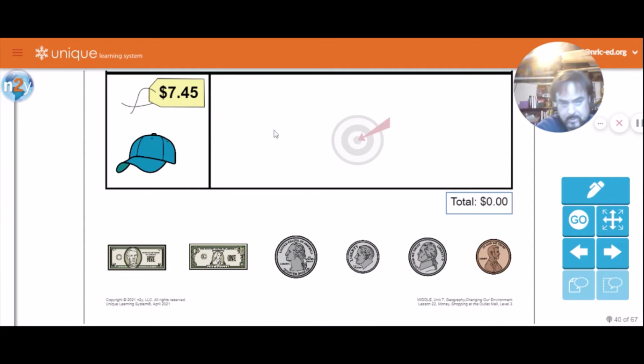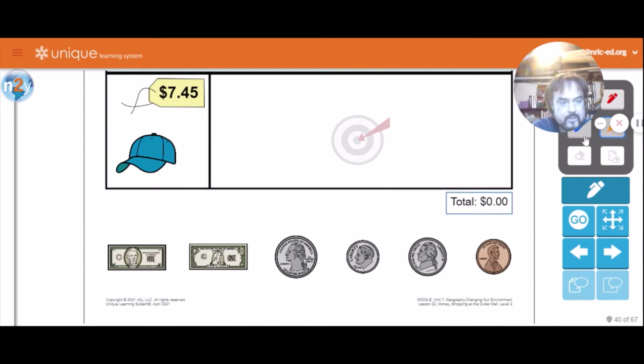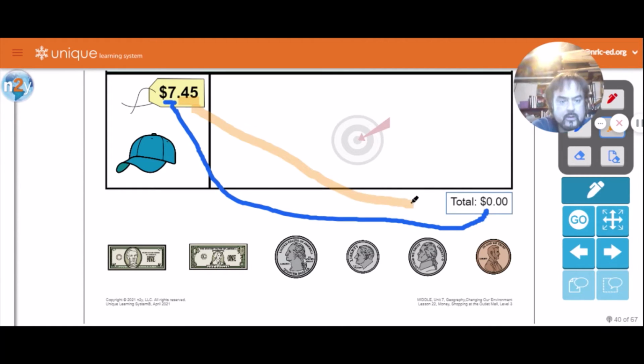So again, this baseball cap costs $7.45. The $7 are going to be shown right here on the left side of the decimal point, and the 45 cents is going to be shown over here on the right side of the decimal point.